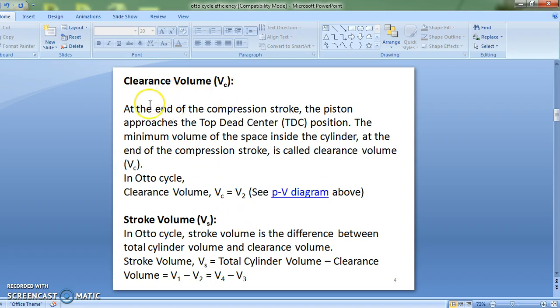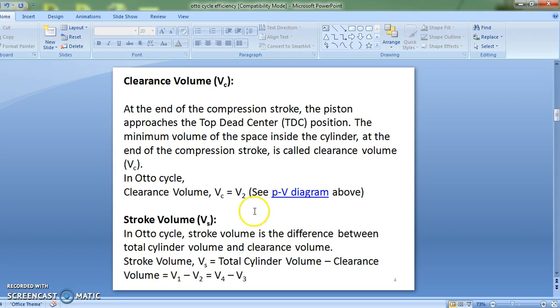Clearance volume. At the end of the compression stroke, the piston approaches the top dead center position. The minimum volume of the space inside the cylinder at the end of the compression stroke is called clearance volume, represented by Vc. In the Otto cycle, clearance volume Vc is equal to V2.